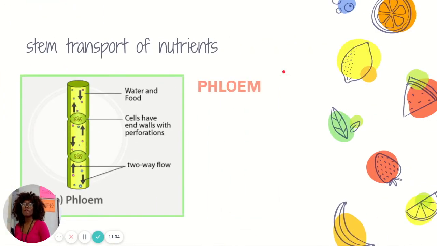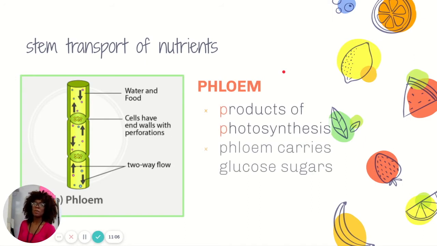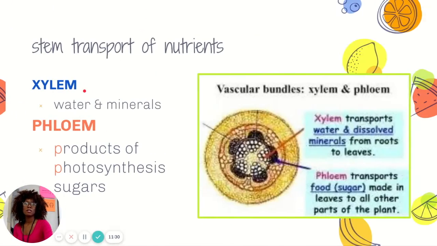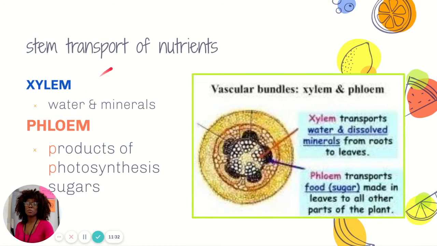While we have this thing that's called phloem, phloem's job is to actually transport products of photosynthesis. And you and I already know what photosynthesis is. Photosynthesis produces those glucose sugars. Those sugars are going to need to be transported both up and down. So phloem is going to transport products of photosynthesis. So make sure that you know the difference between these.